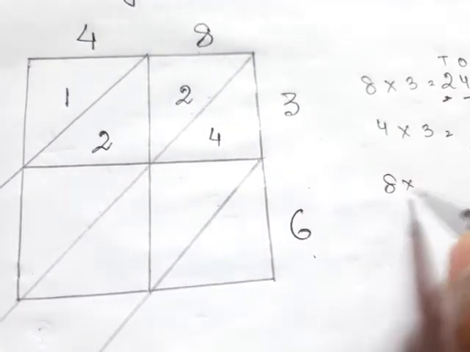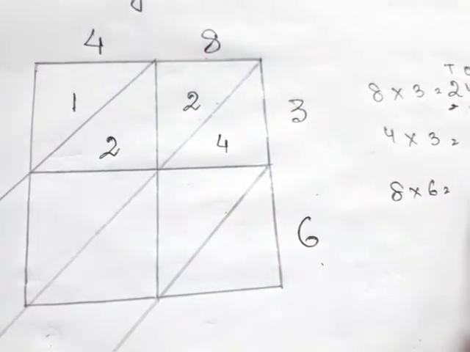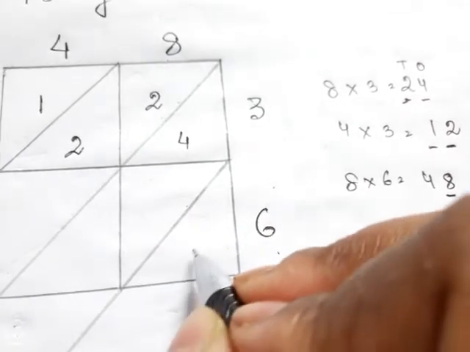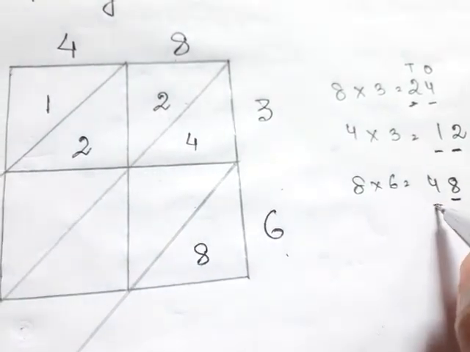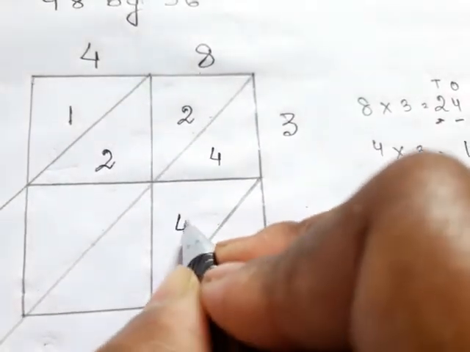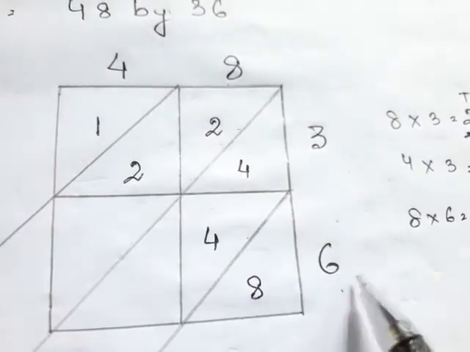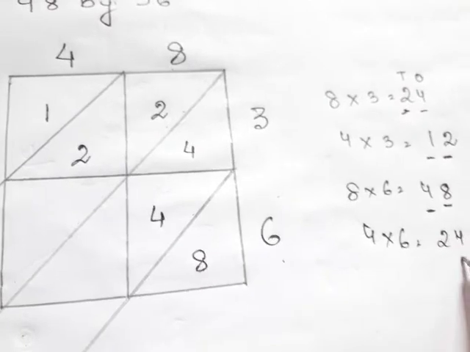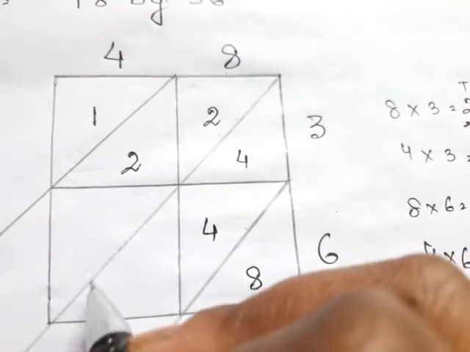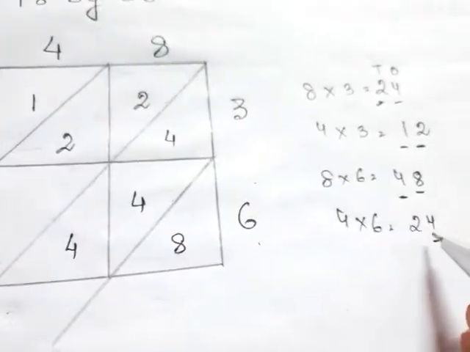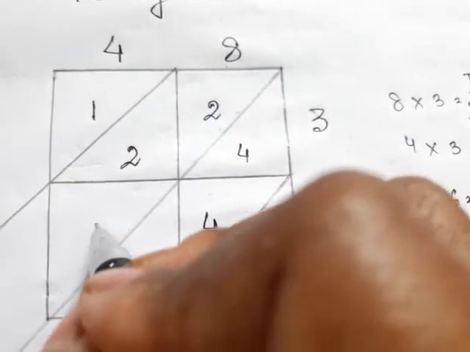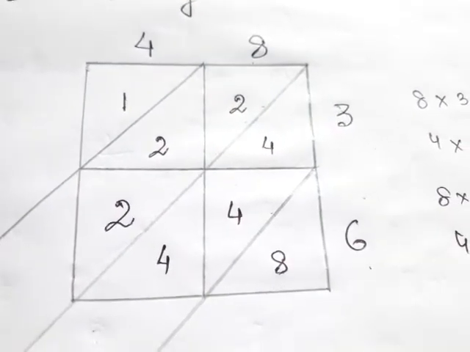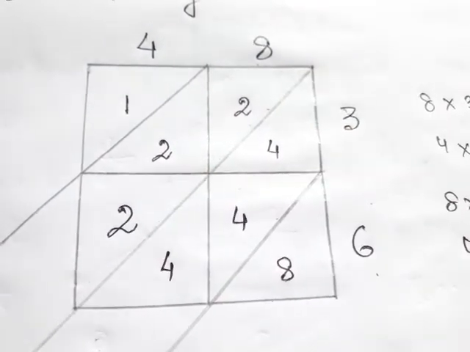So 8 sixes are how much? It is 48. 8 is in my ones place, so I'll write 8 here, and 4 is in my tens place, so I'll write it here. And 4 multiplied by 6, so 4 sixes are 24. 4 is in my ones place, so I'll write 4 here, and 2 is in my tens place, so I'll write 2 here. Done? Okay, so I am done with my multiplication.